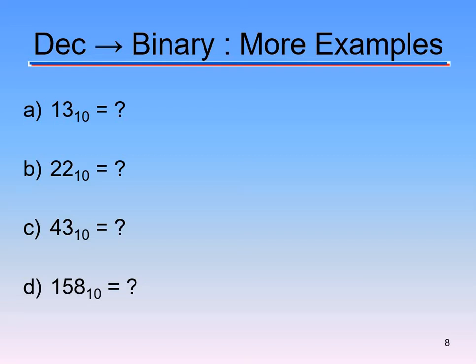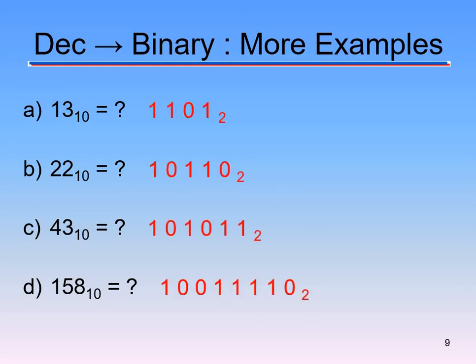Okay, so I'm going to go ahead and display the answers now. 13 in decimal is 1101 in binary. 22 in decimal is 10110 in binary. 43 in decimal is 101011 in binary. And 58 in decimal is 111010 in binary. Alright? So hopefully you guys got those right.